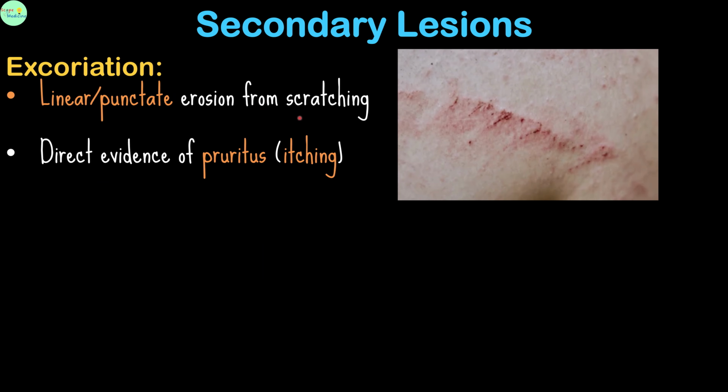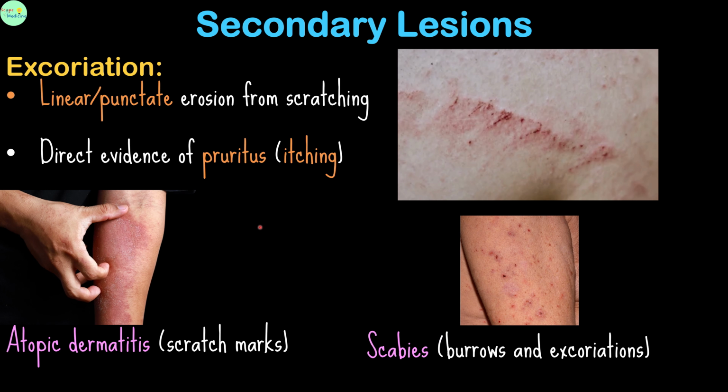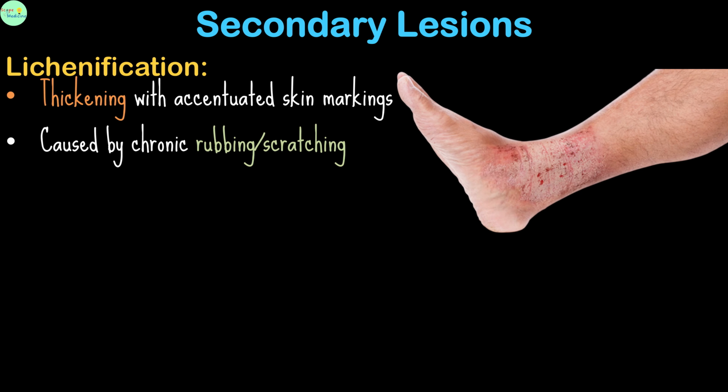An excoriation is a linear or punctate erosion specifically caused by scratching. It is direct evidence of pruritus, or itching. Examples include the scratched areas in atopic dermatitis and the linear burrows and excoriations seen in scabies.